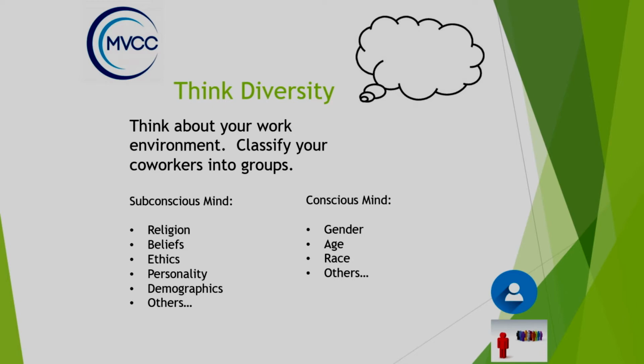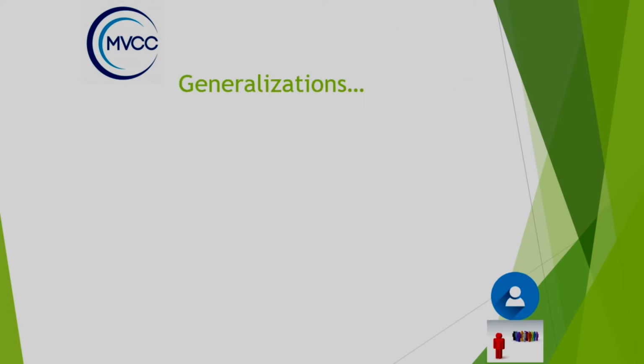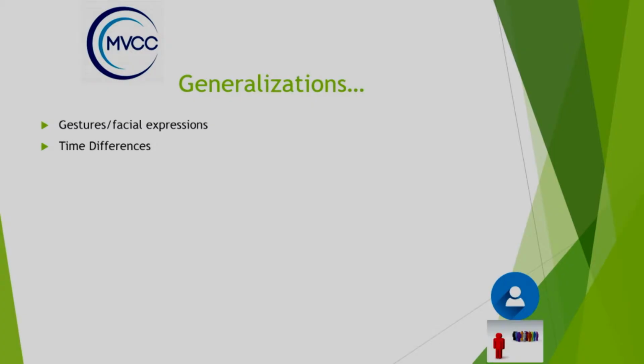And then after you identify and you classify and you put people into groups, it becomes generalizations. And that's another part of our biases or our unbiases. Think, for example, gestures or facial expressions. Time differences. Think about that coworker that's always late to a meeting or runs in at the last minute. Religious differences. Eye contact. I have a personal story about eye contact.